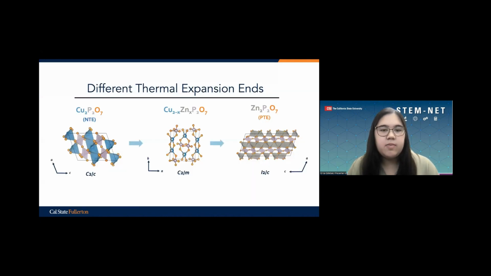Now, considering the problems that are associated with positive thermal expansion, we want to study how negative thermal expansion materials can act as thermal compensators for these problems. So with my starting material, which is copper pyrophosphate, it exhibits negative thermal expansion. We want to chemically substitute zinc and retrieve a final product of zinc pyrophosphate, which exhibits positive thermal expansion. Now with this, we want to study the structural changes that are occurring between these two thermal expansion ends.